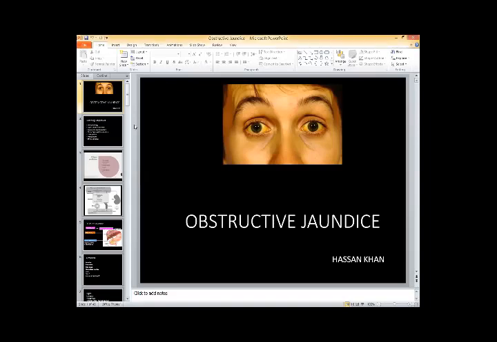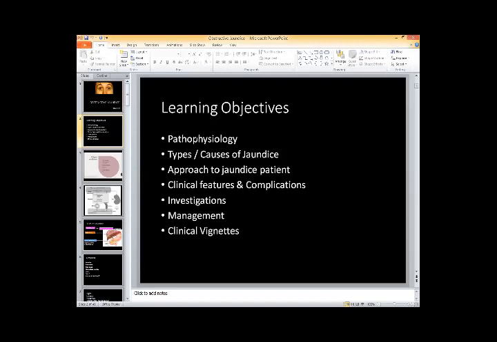In this obstructive jaundice, what you need to know for your learning objectives is the pathophysiology of jaundice, the causes and different types of jaundice, and how you will approach a jaundice patient. This is very important to understand. If you understand these things clearly, then you can manage the patient of jaundice very easily.